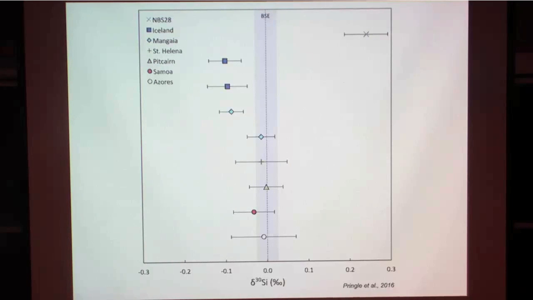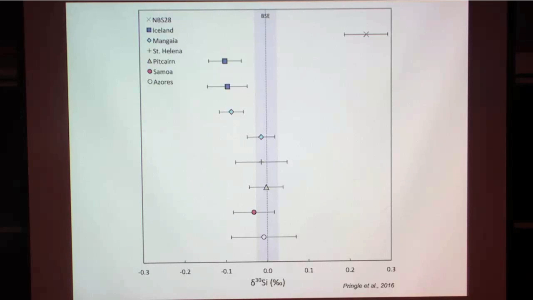So they have two standards that they're running. One is an internal standard that they run through the mass spectrometer after every sample, and then one standard that they also run through the column to make sure that they don't fractionate through the column in the clean lab. So BHVO would be like BSE. Yeah.